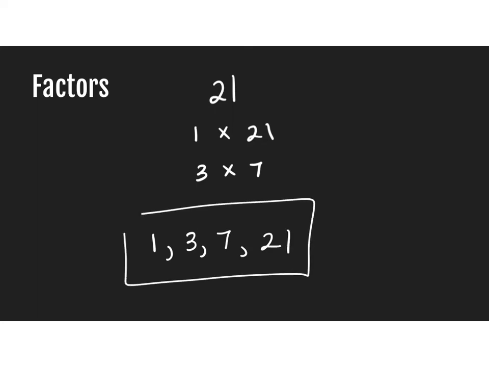This is a finite list. There are no others. These are the factors of 21. And just like everything, if you know your multiplication facts really well, this will be a lot easier. If multiplication facts are something that you struggle with, you need to practice them with flashcards or an app because they really just don't go away.